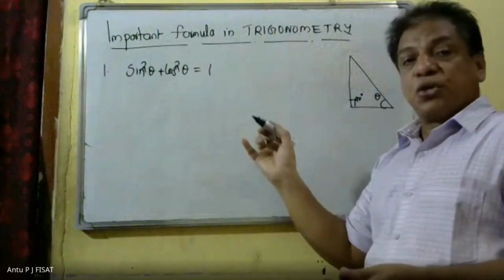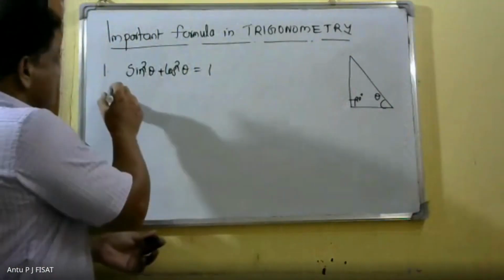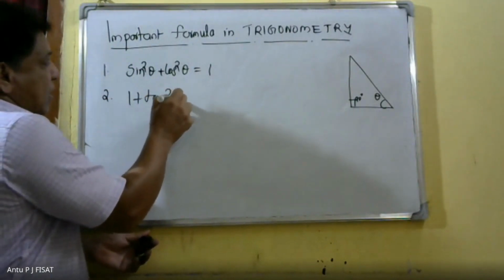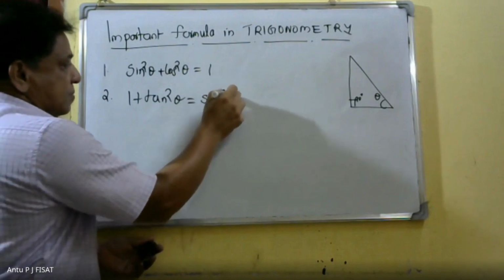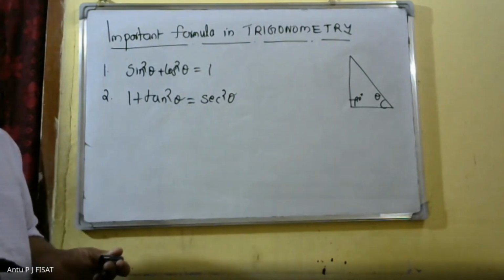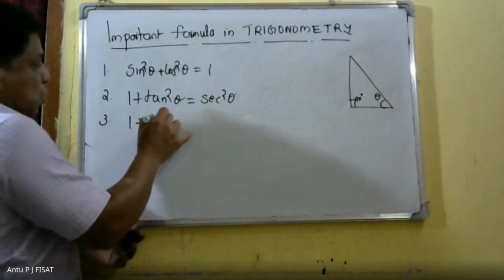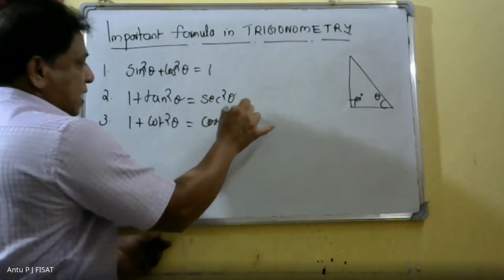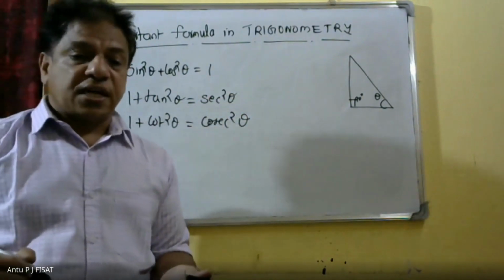Sin square theta plus cos square theta is equal to 1. Then the second formula, 1 plus tan square theta is equal to sec square theta. The third formula, 1 plus cot square theta is equal to cosec square theta.